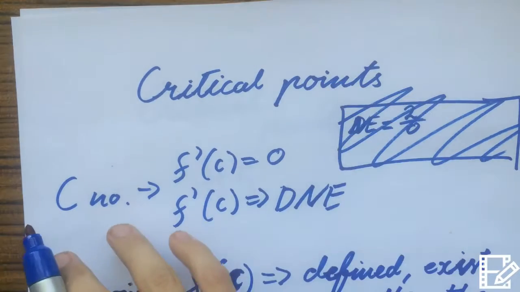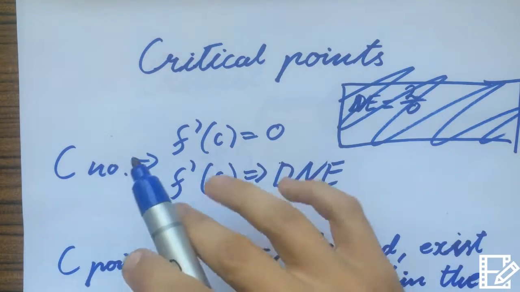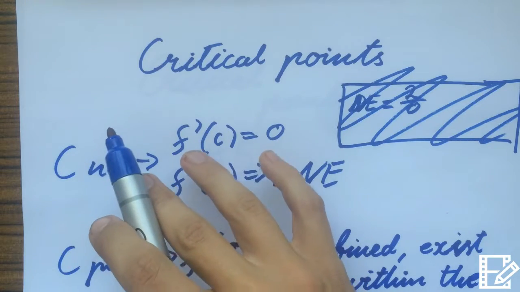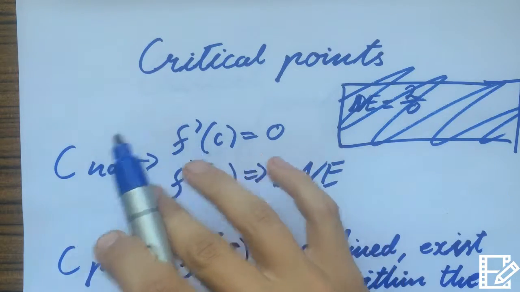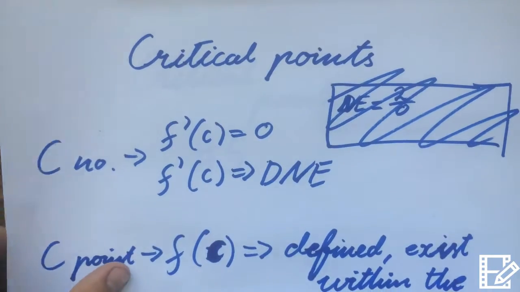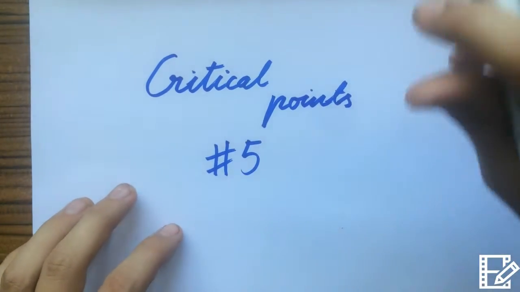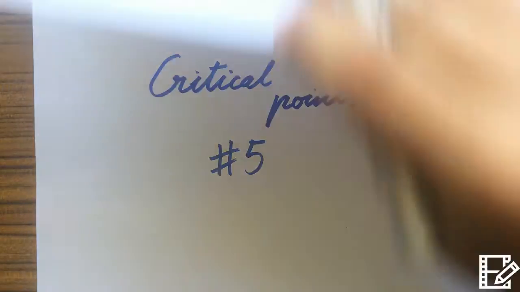Critical points: you need to find critical numbers, and then you sub them into the real, original function, and if they come out defined, they're a critical point. If they come out undefined, they're not a critical point. Okay? To find a critical number, you either set the derivative to 0, or you set it to being undefined or not existing. Okay? So let's get on with critical points.